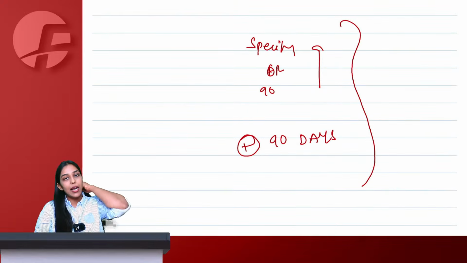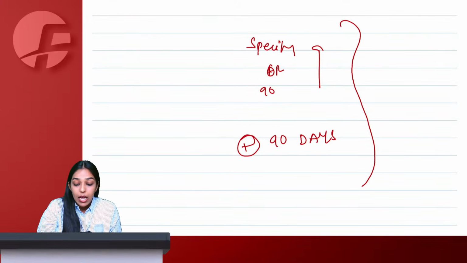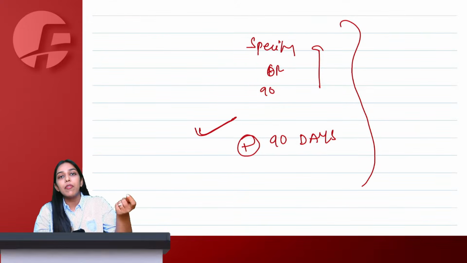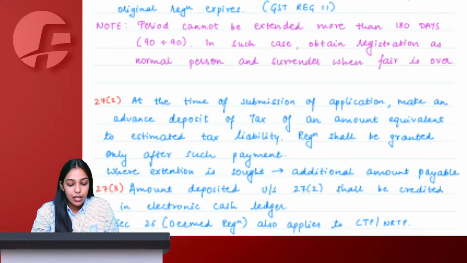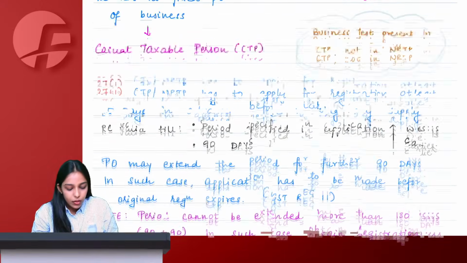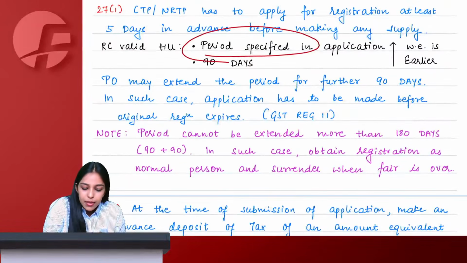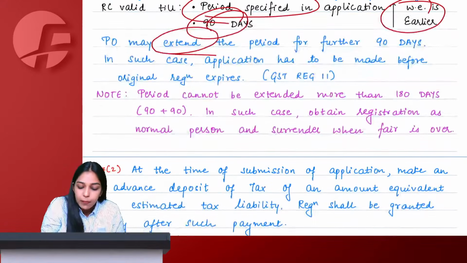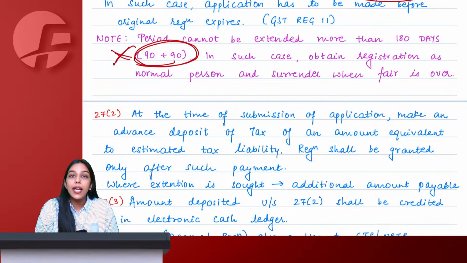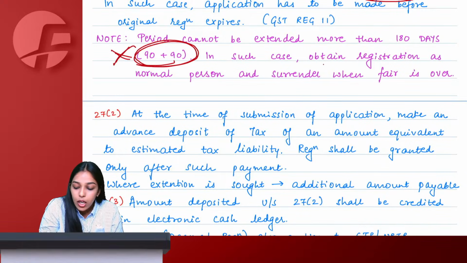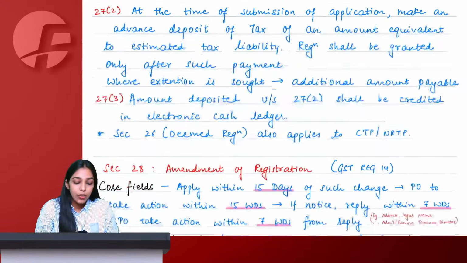You have to deposit the entire tax liability in advance. Let's say I am seeking extension. Then at the time of making the extension application also, for this extended period, I will again have to deposit my advance tax liabilities. Done, ma'am. So this is all that is written here. Period specified or 90 days, whichever is earlier. One time further extension of 90 days available. No period can be extended for more than 90 plus 90 days. Then you will have to take a normal registration and then surrender when you are going back.